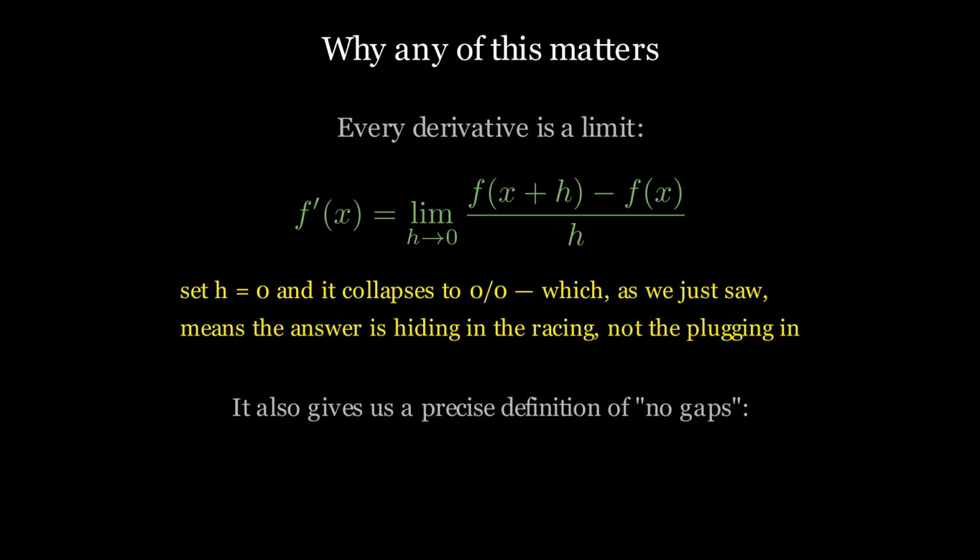Limits also give us a precise definition of "no gaps" in a function. F is continuous at a exactly when the limit as x approaches a equals f of a itself, the limit and the function value finally agreeing. A limit describes what happens near a point, not necessarily at it. Once you really believe that one sentence, the rest of calculus starts to make a lot more sense.